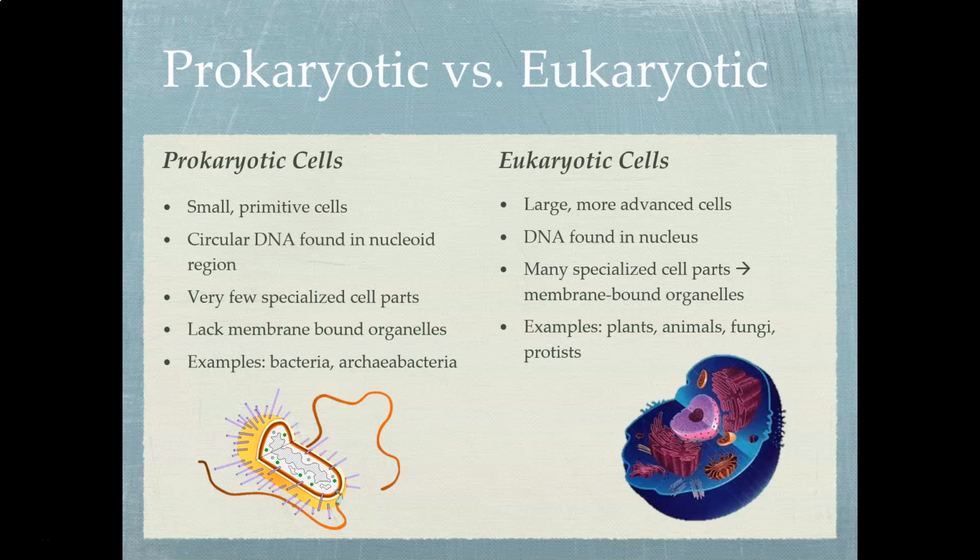Your eukaryotic cells, though, larger, more advanced, they can be bigger as a result of having all of those specialized cell parts, those membrane-bound organelles, because we can increase the internal surface area to make up for the volume and the lack of surface area that we would see directly on the outside. So we increase their efficiency by having all of those internal membrane-bound organelles. And then we're talking plants, animal, fungi, protists, those sorts of things.